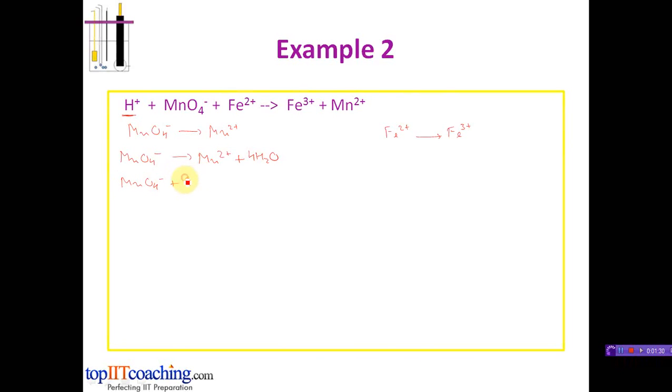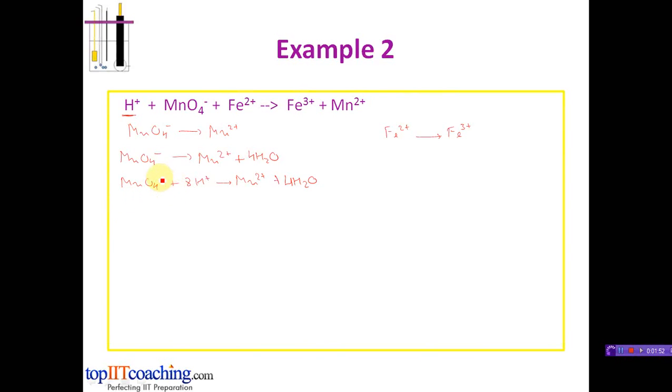So on adding 8 hydrogen ions to the left hand side, this is the equation we get. Again, there are no hydrogen atoms in this half reaction, so they do not require any balancing. The next step is to equalize the charge.